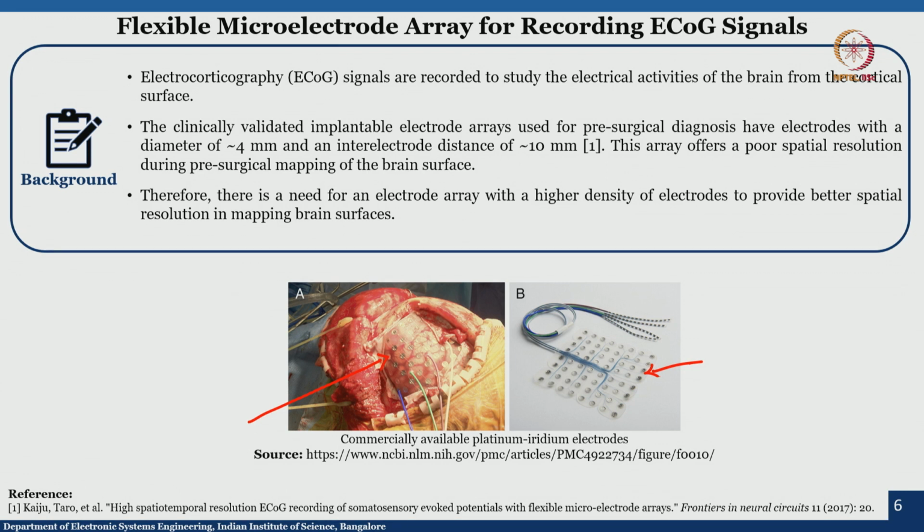So, the clinically validated implanted electrode arrays, let us say this B, used for pre-surgical diagnosis, have electrodes with a diameter of 4 millimeter. So, each electrode is 4 millimeter in diameter, and the distance between two electrodes is 10 millimeter.